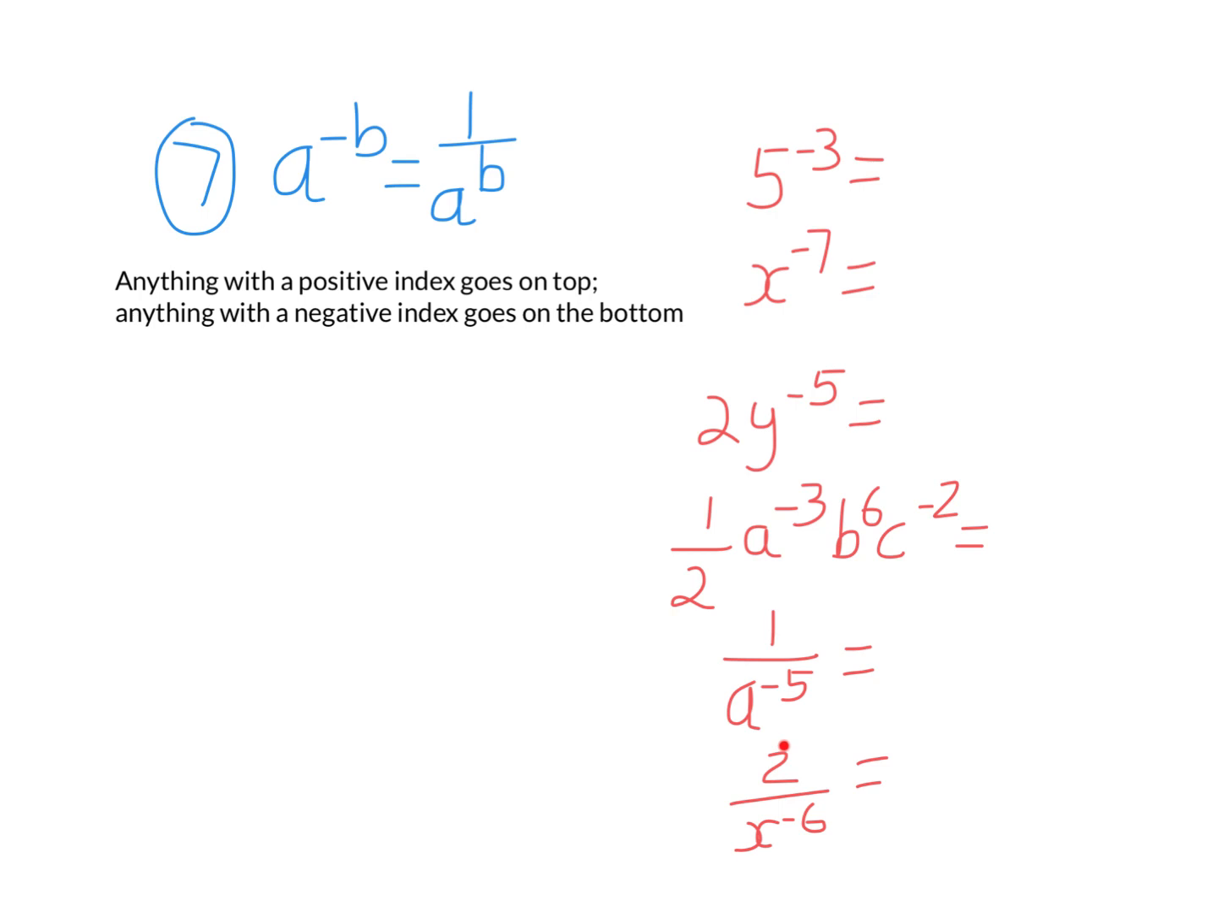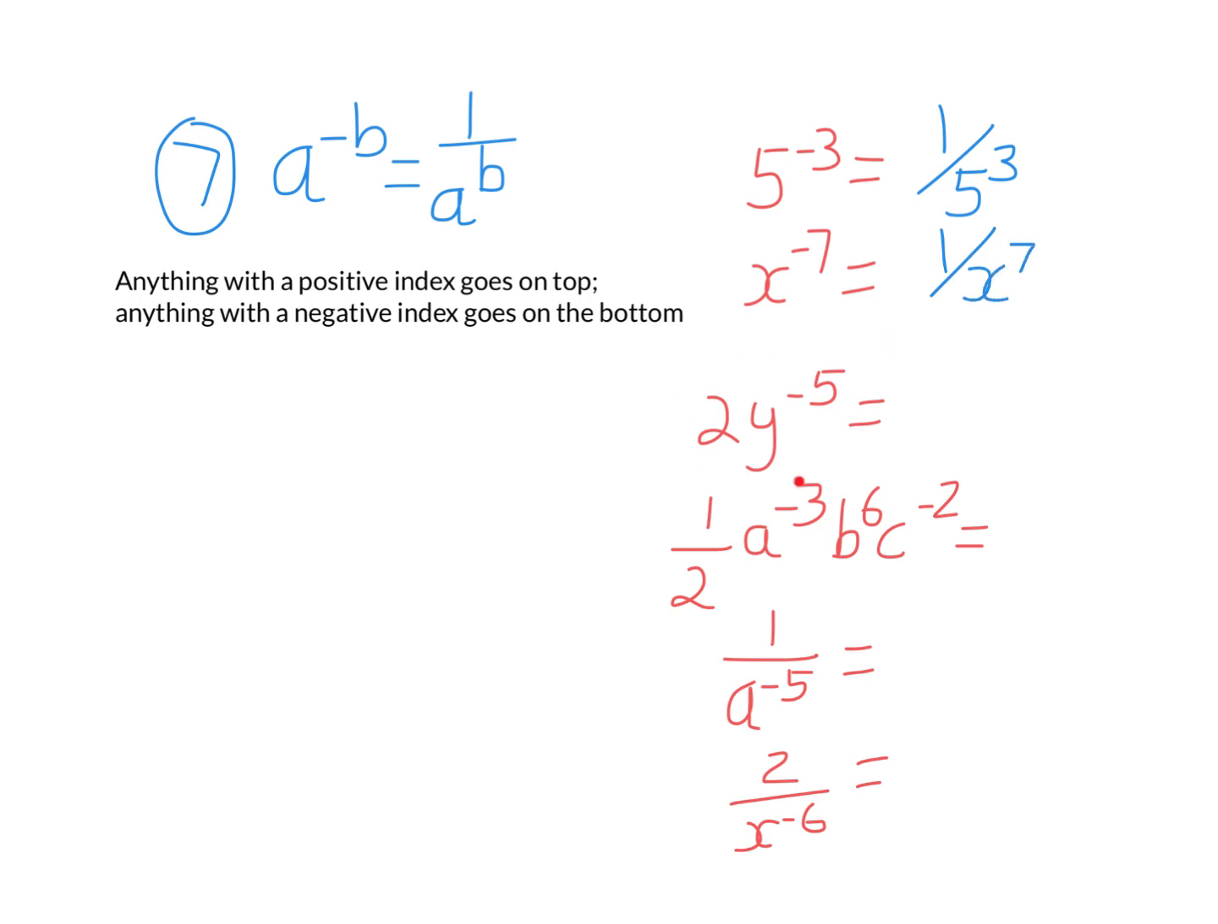So let's go through some examples to elucidate this. So 5 to the power of negative 3 is just going to be 1 over 5 to the power of 3. We moved this to the bottom of a fraction and changed the power to positive. So similarly, x to the power of negative 7, we're going to put it on the bottom of the fraction, write it with a positive power.